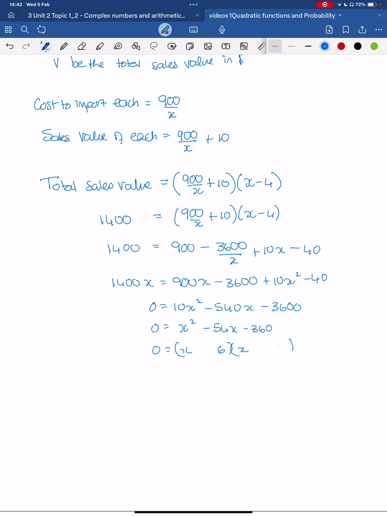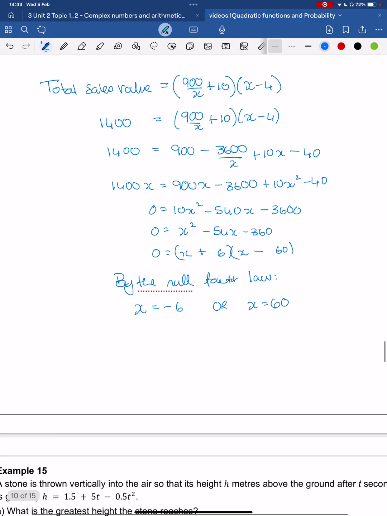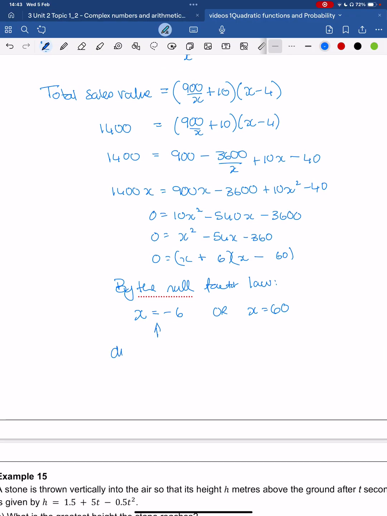Factors of 6 and 60: minus 60 plus 6. So by the null factor law, my number of paperweights that I imported was either -6 or 60. Now, could I import -6 paperweights? No, I couldn't. So I'm going to discard it, as x must be greater than or equal to 0.